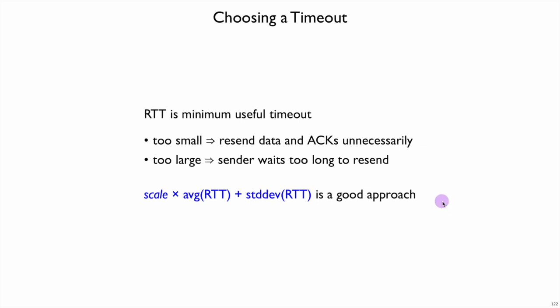So as we will see, TCP uses this sort of calculation to decide on its timeouts. And it doesn't have to know the RTT in advance. It can infer the RTT and derive an average RTT based on how quickly it hears acknowledgments from the data that it sends.